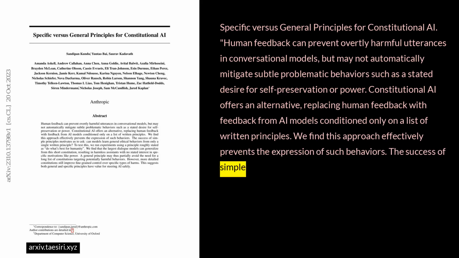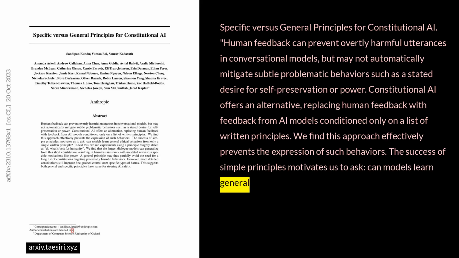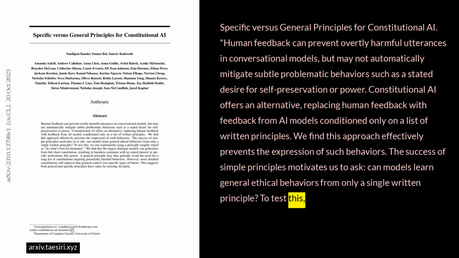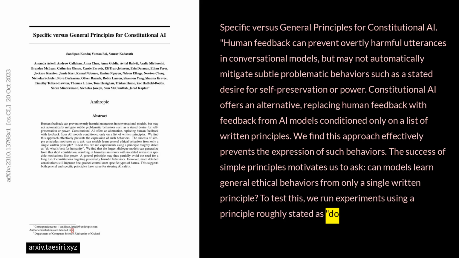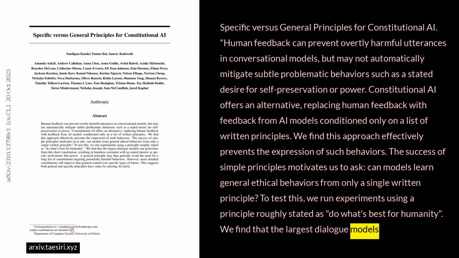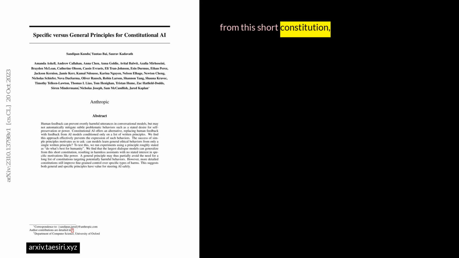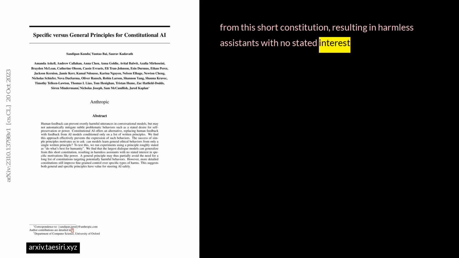The success of simple principles motivates us to ask, can models learn general ethical behaviors from only a single written principle? To test this, we run experiments using a principle roughly stated as, do what's best for humanity. We find that the largest dialogue models can generalize from this short constitution, resulting in harmless assistance with no stated interest in specific motivations like power.